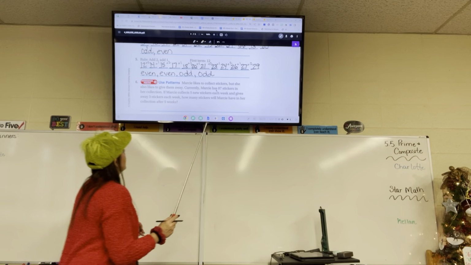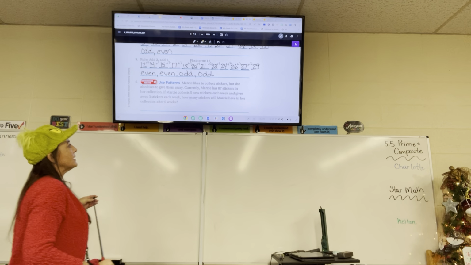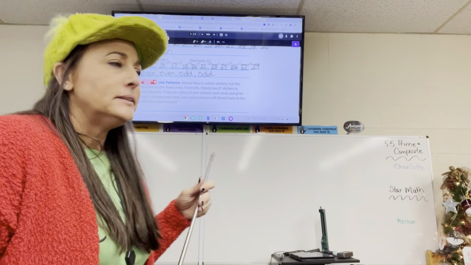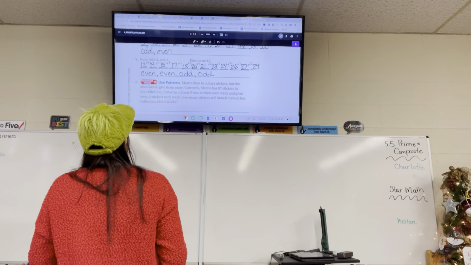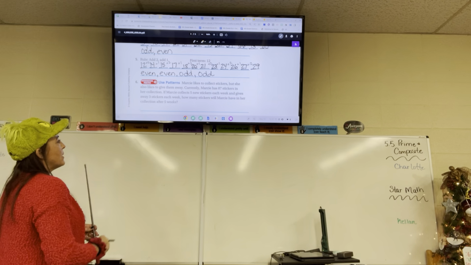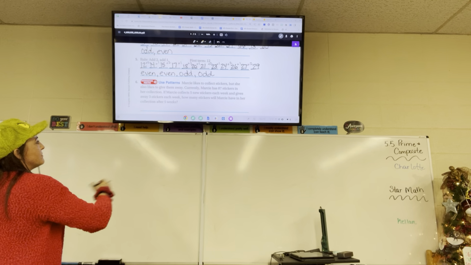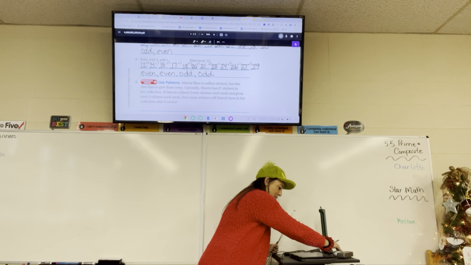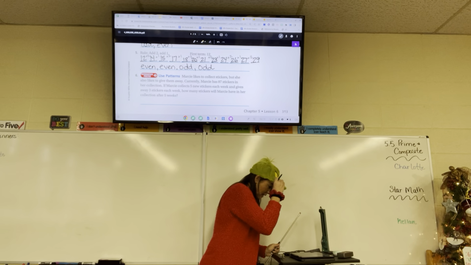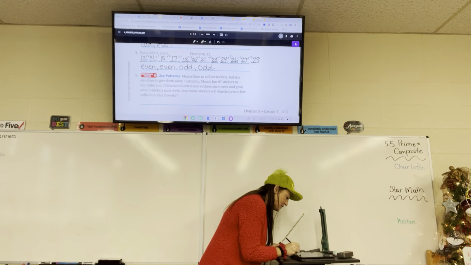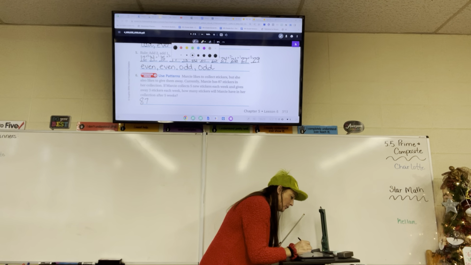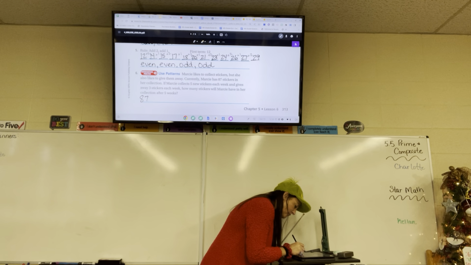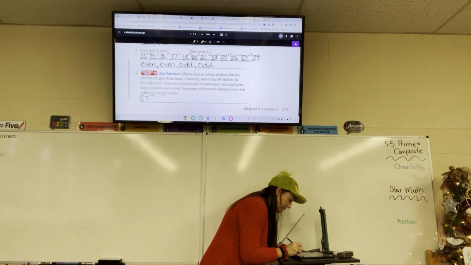Marcy likes to collect stickers, but she also likes to give them away. Currently, Marcy has 87 stickers in her collection. If Marcy collects 5 new stickers each week and gives away 3 stickers each week, how many will she have in her collection after 5 weeks? So the first term in this pattern would be what? How many does she currently have? 87. So that's our first term. And the rule is plus 5, then minus 3.